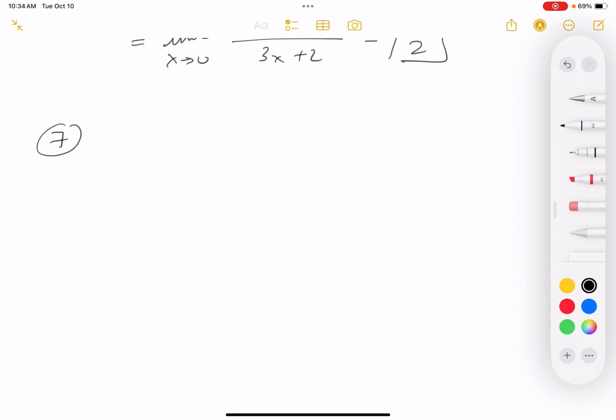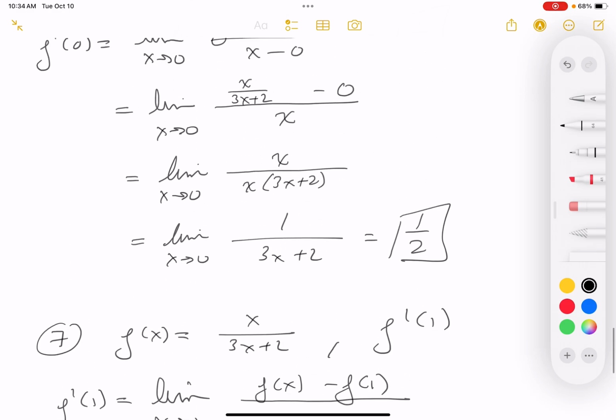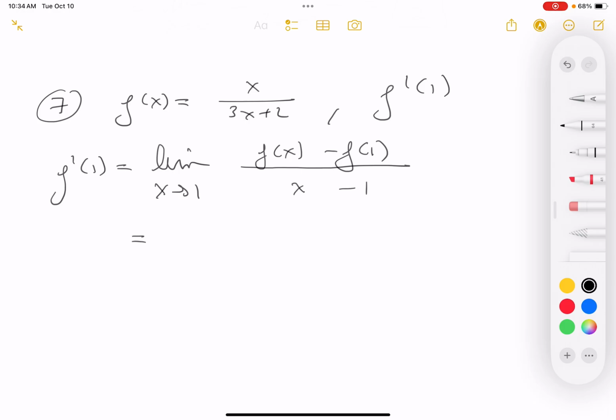And what's number 7? It's a little different. F of x equals x over 3x plus 2, and they want f prime at 1. Let's write this down. F prime at 1 is the limit as x goes to 1 of f of x minus f of 1, over x minus 1. I'm doing the same thing I did over here. I want to make sure I'm being consistent, by the way.